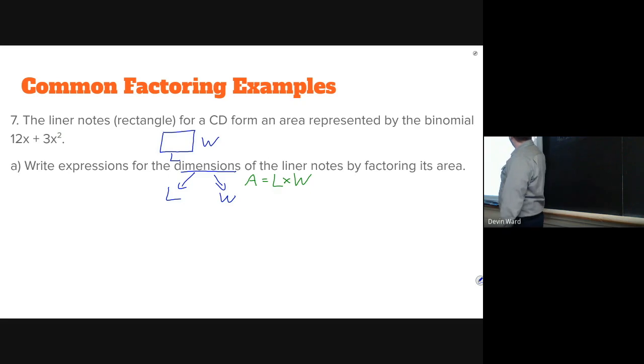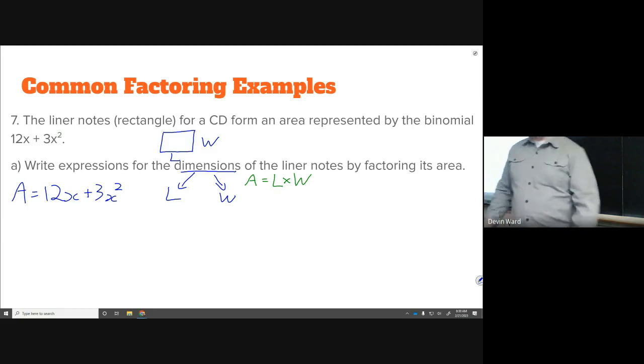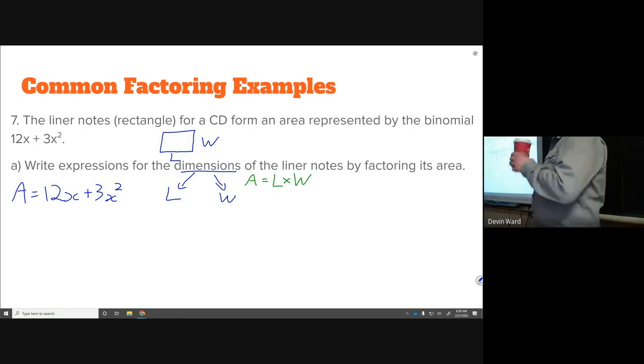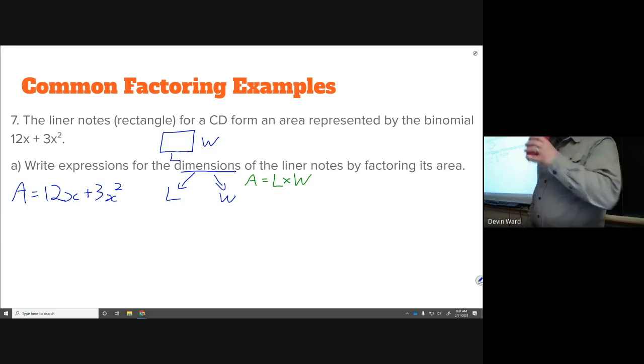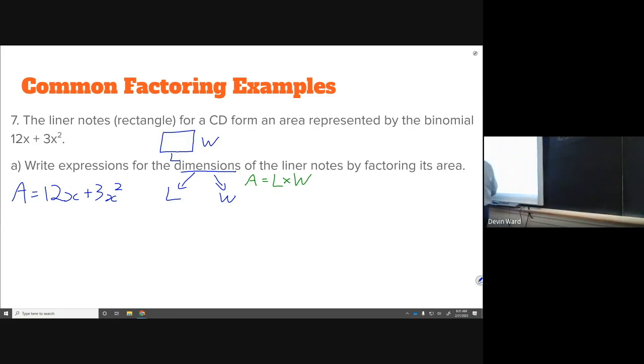And we're also told that the area is the same thing as 12x plus 3x squared. So if we factor this, we'll have two things multiplying together, our length times our width. So we factor it, and then we'll be able to find the length and the width of it. Remember, like grade 7 or something.